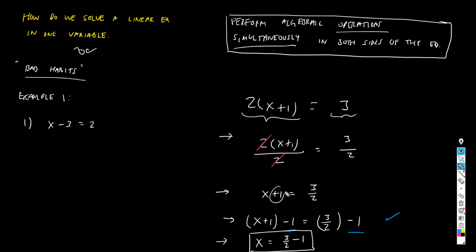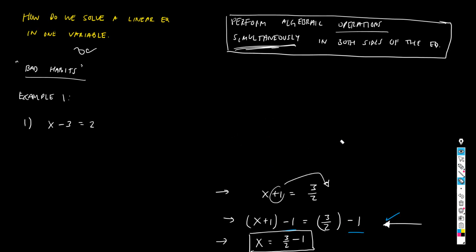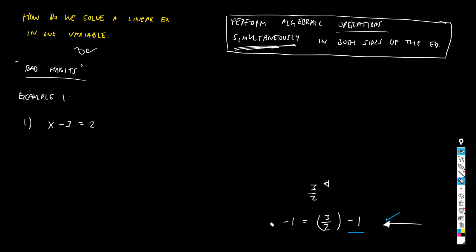So I did not pass the plus 1 to the other side. What did I do? I subtracted 1 from both sides. This is the correct way to think about the equations. Perform the same algebraic operation simultaneously in both sides of the equation. And if you start thinking in this way, it's gonna take you some 3, 4, 5, 6 weeks to get very used to this way of thinking. But if you really catch the idea, the rest of the semester is gonna be very, very easy, guys. At least in the solution of equations.